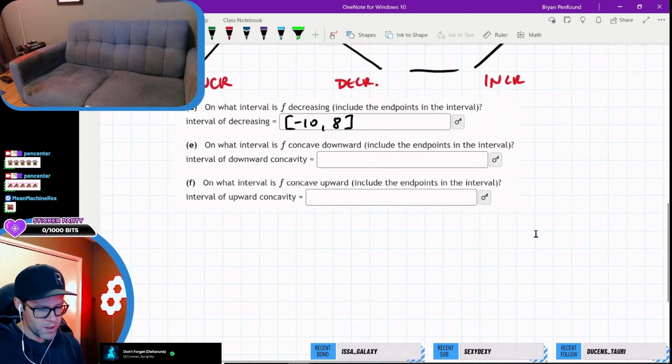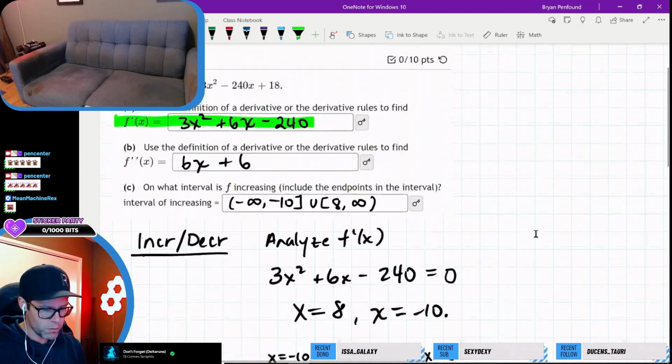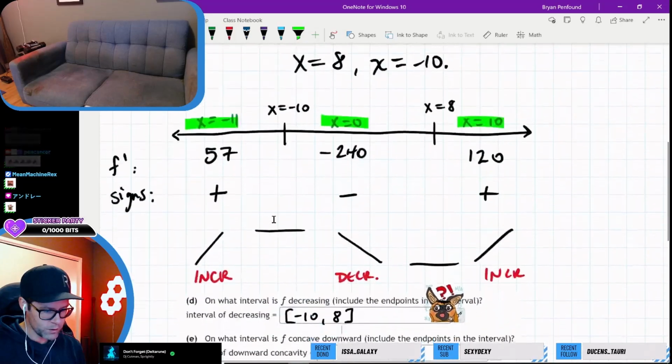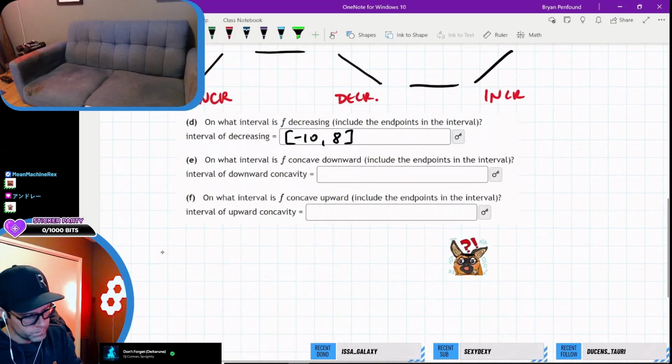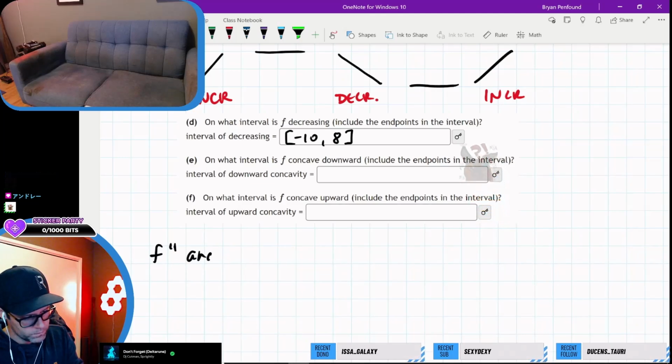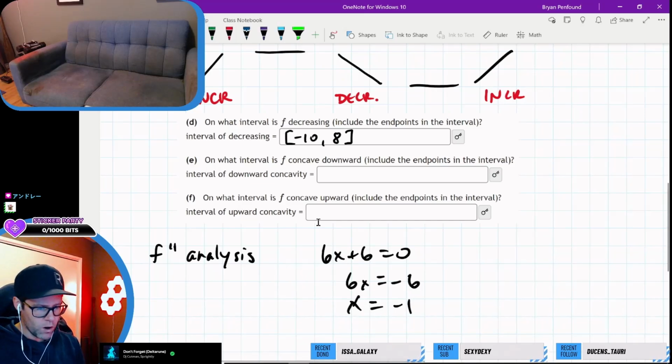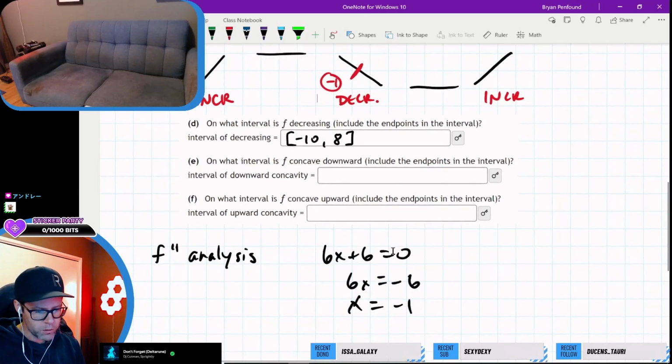So why don't we grab the second derivative, find that inflection point. So we need 6x plus 6 is equal to 0. So that gives me 6x is equal to minus 6, or x is equal to negative 1. So at negative 1, we should have what we call our inflection point.